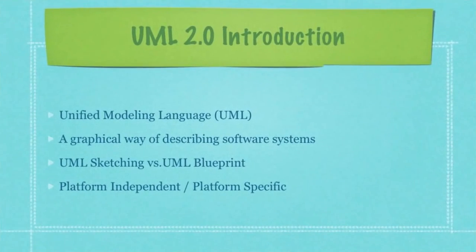Now, UML is just a graphical way of describing software systems, that's all it is. And there's going to be basically two types of UML, sketching and blueprints. Whenever you decide you want to go through a UML sketch, your major goal here is just to communicate an idea, sometimes to laymen that do not know anything about programming.